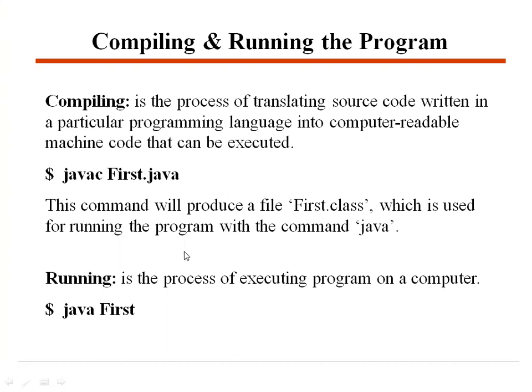So now the machine code is created, and you need to execute or run that machine code. Running is the process of executing our program on the computer. So how to run a Java program? By using the command java space first.class actually. By default the .class will be assumed here, so as a user, there is no need to specify .class. Even if you specify, nothing happens.